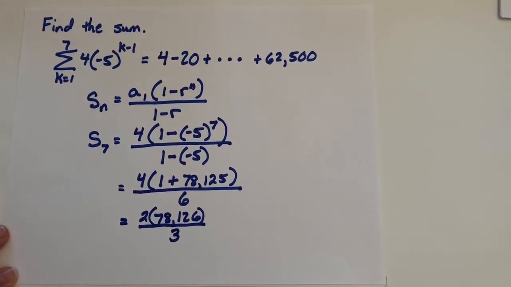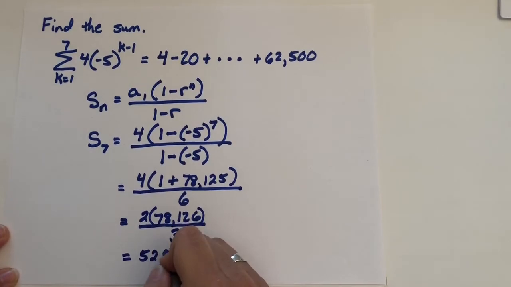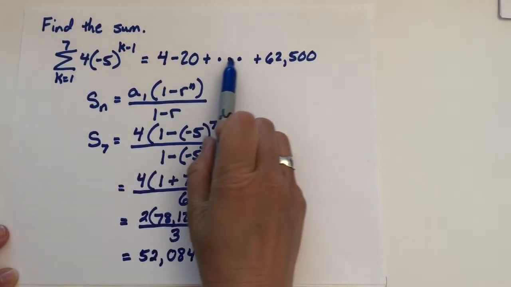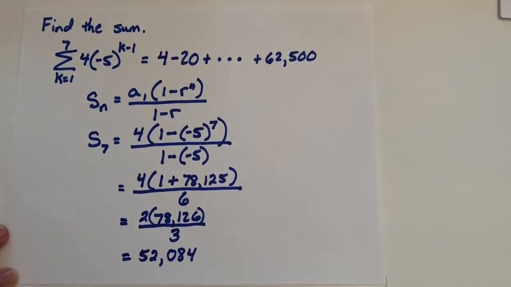And now you can grab a calculator, punch that in, or do it by hand. And you'll find that you get 52,084. And if you found all the terms here and did the addition, you could confirm that that is in fact the value. Let's do another one.